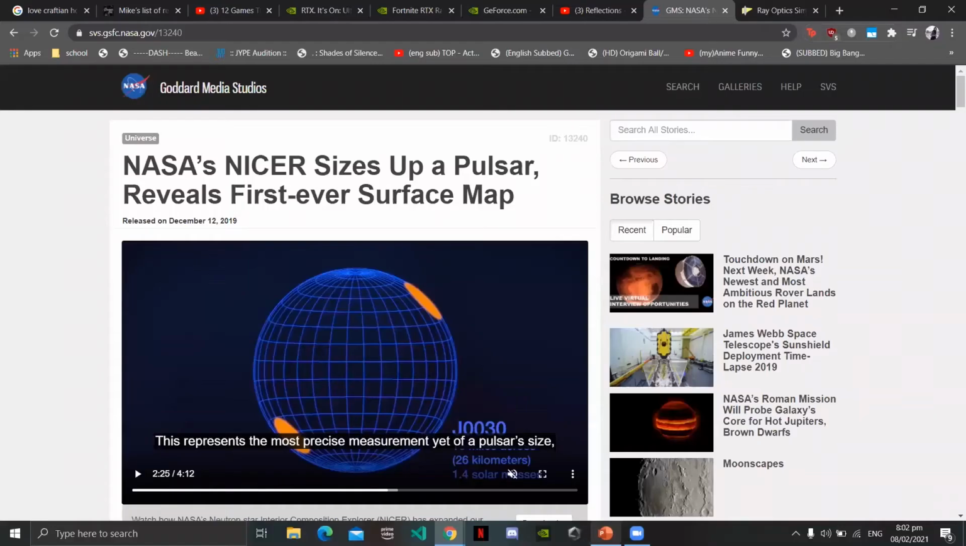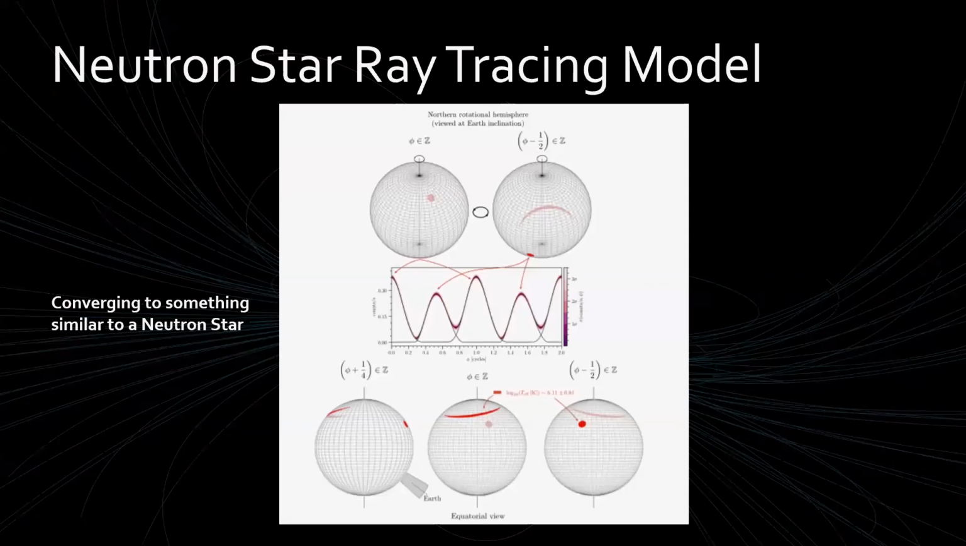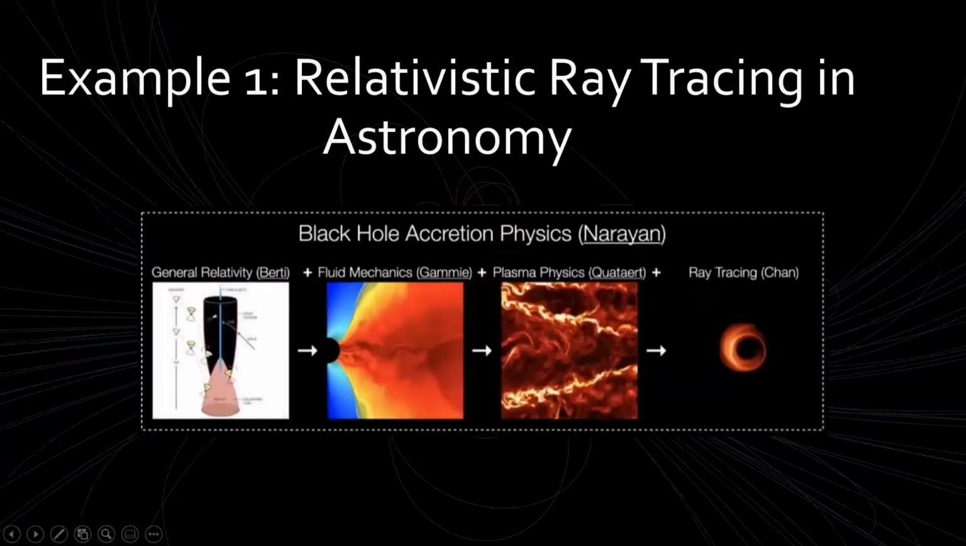So now moving on. We will now look at relativistic ray tracing in astronomy. First we would look at general relativity, where we assume the black hole space-time. We then put fluid mechanics into this, and then allow the magnetic field to evolve with that fluid.